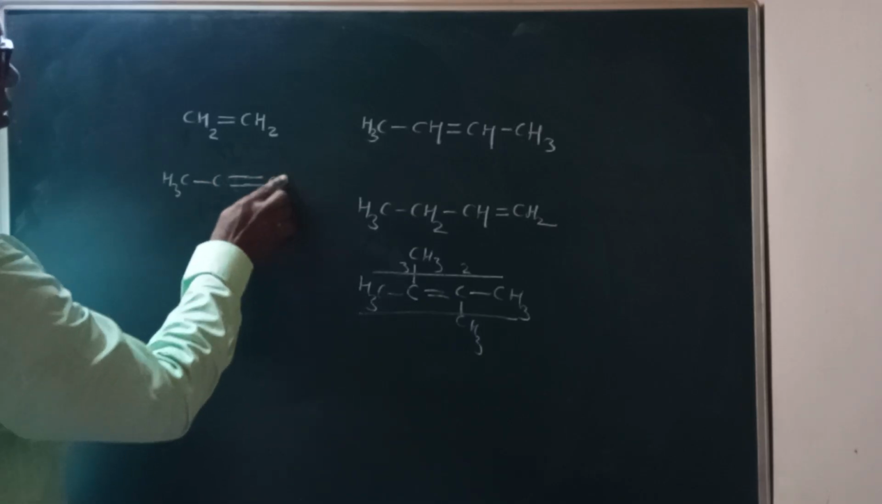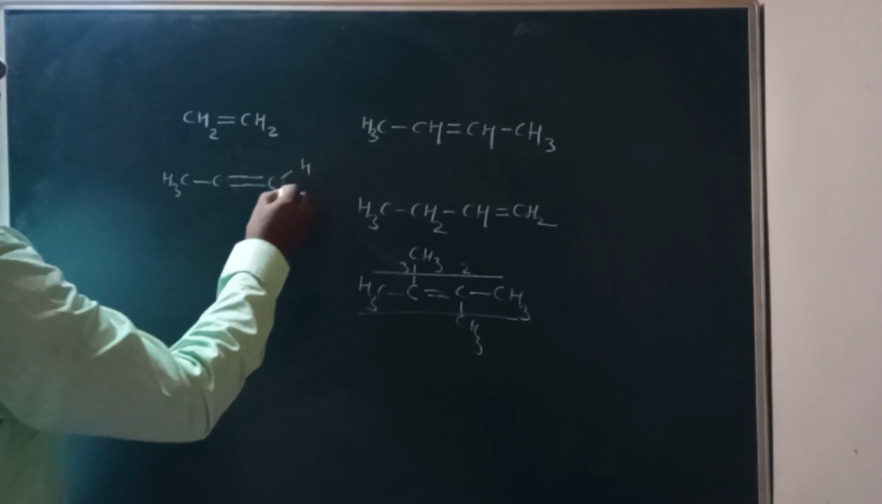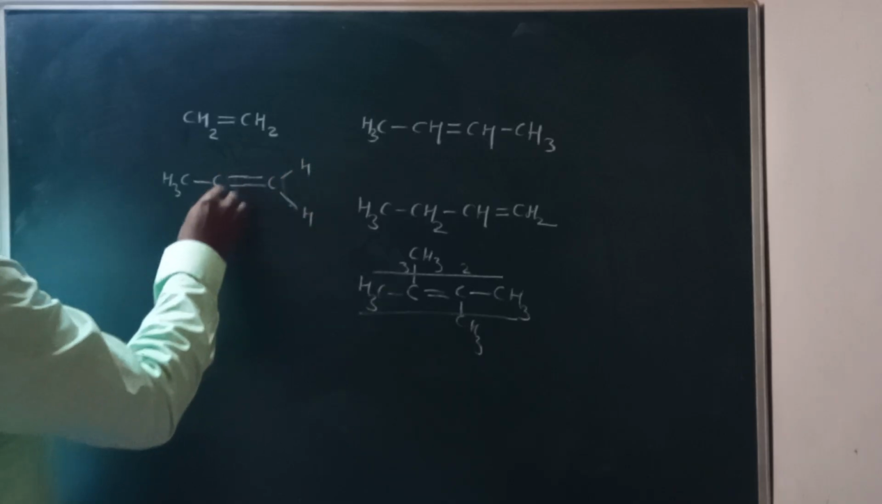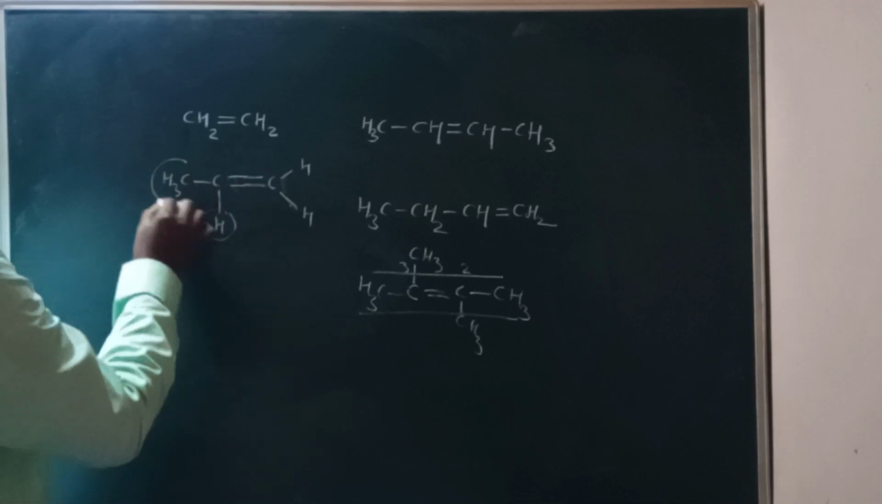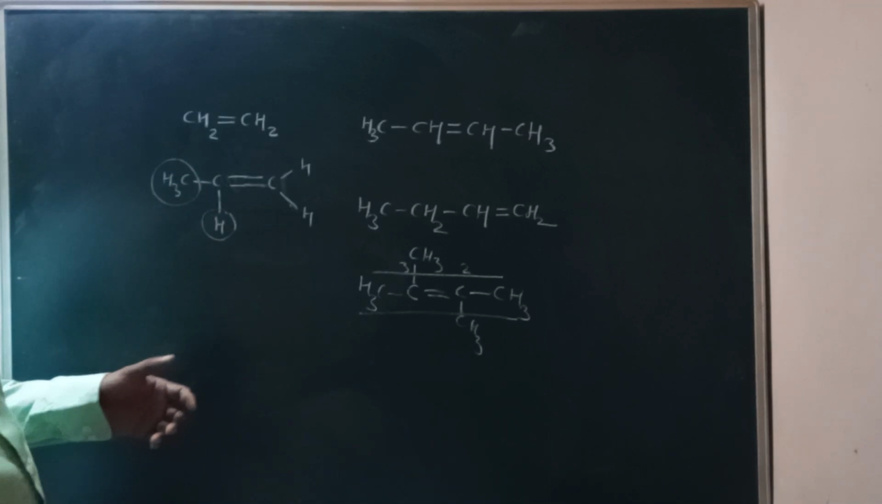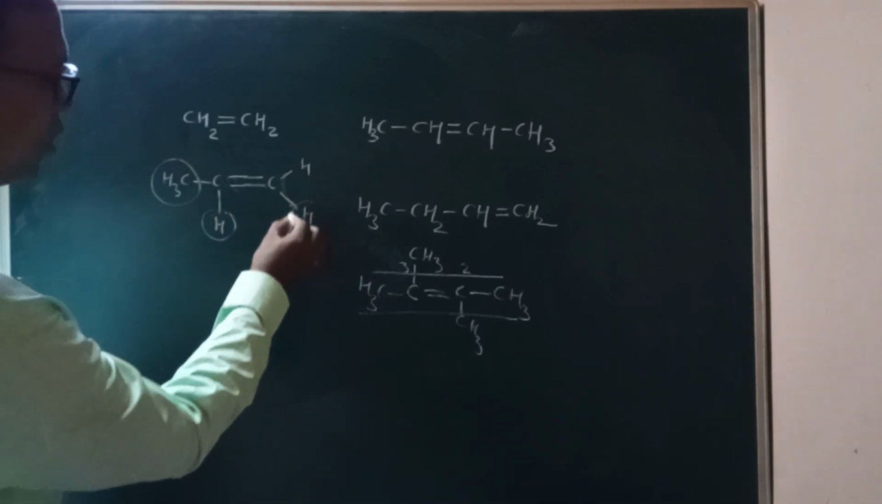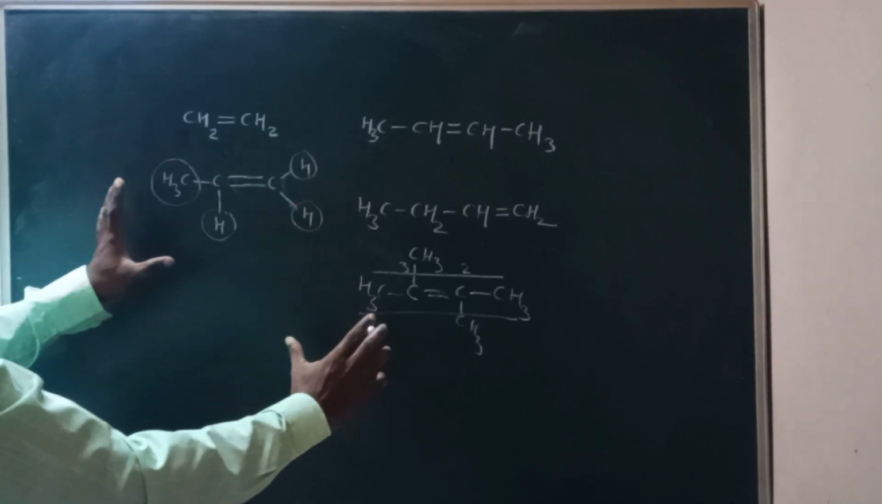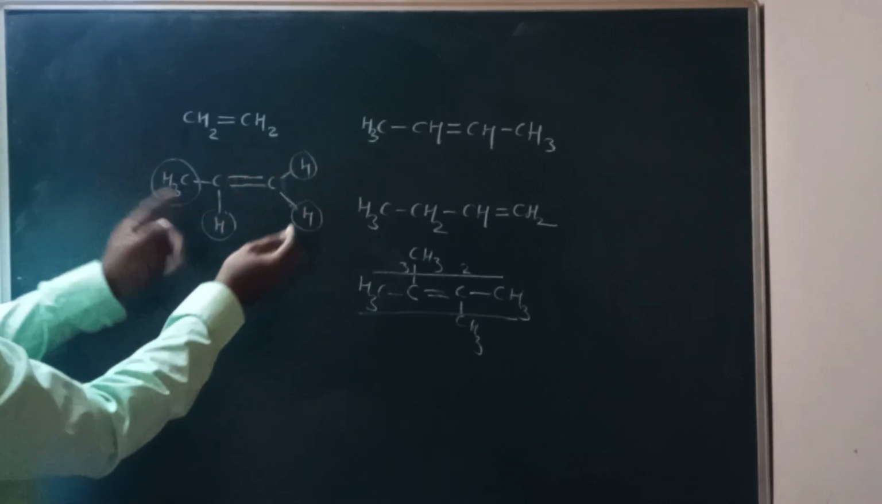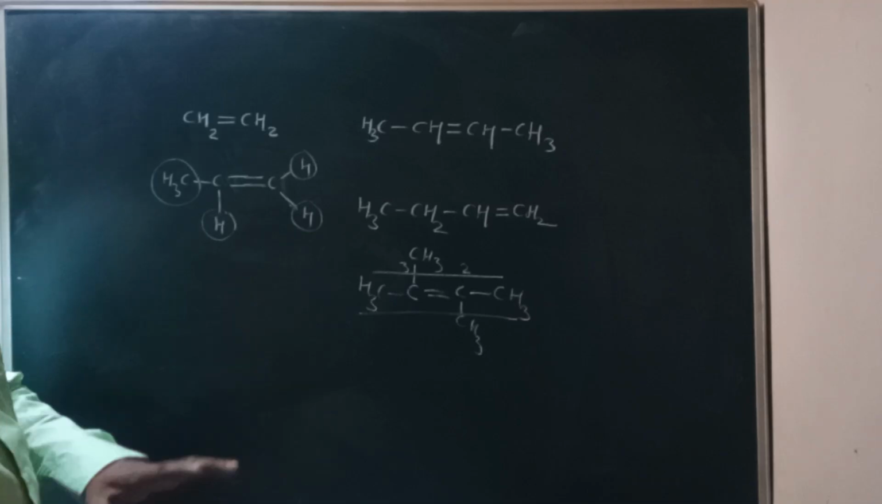Let me split this structure. H and then H, and this carbon also carrying one H. So here this carbon carries this hydrogen and this methyl as substituents, right? And this carbon carries two hydrogen atoms as the substituents. So are they same or different? Yes, they are different. Means the substituents present on these two carbon atoms are not the same.